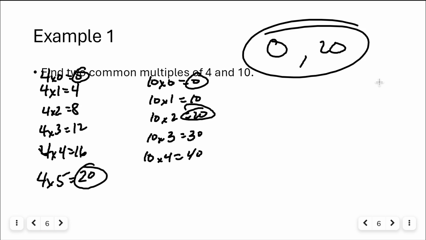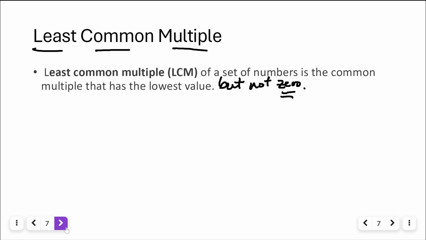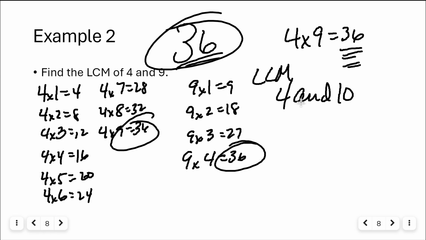But we just found a common multiple on the slide before it. Well, 20, right? 4 times 5 is 20, and 10 times 2 is 20. So you have to be a little bit careful. There's no guarantee that just multiplying these numbers is going to give you the least common multiple. It will give you a common multiple, but maybe not the least one. So you do have to check. So the least common multiple of 4 and 10 is 20, not 40.